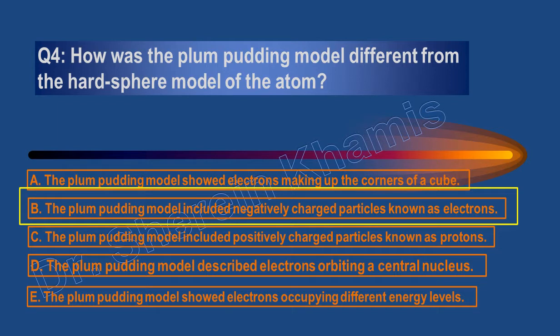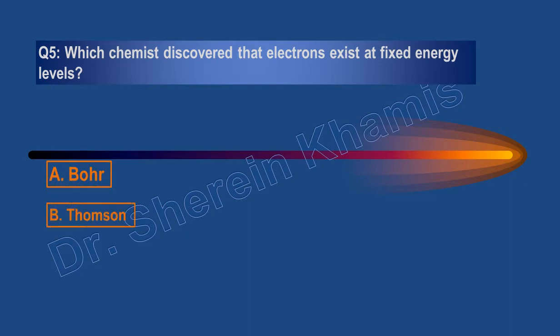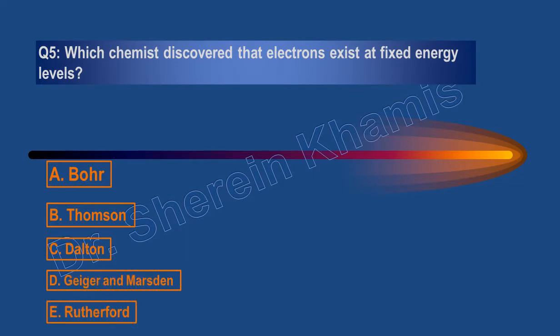They have electrons, which are negatively charged particles. Let's go to question number 5. Question number 5 says: which chemist discovered that electrons exist at fixed energy levels? We suppose that it's famous to us. We have Bohr, Thomson, Dalton, Geiger and Marsden, and the last one Rutherford. I think it's easy. We discussed it in second prep.